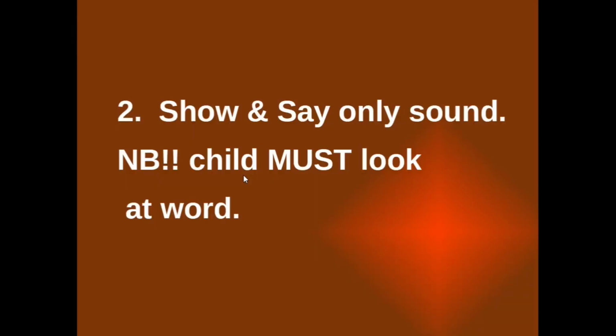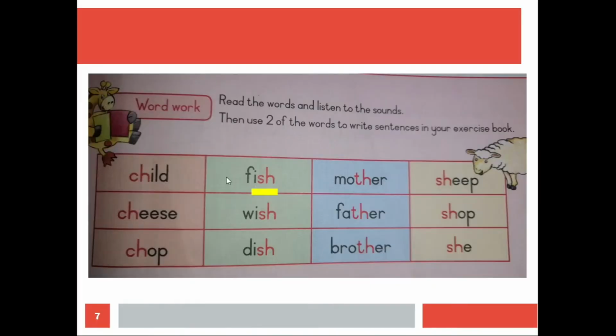The second thing is you show and say only the sound. And remember, because the child is learning also to write, he must look at the words. It's not enough that he recognizes the word with his ear, but he must look at the word to know the sound. For example, we say, this is how the sh sound looks. We go to the sh sound at the end, fish, sh, sh. This is a sh sound.